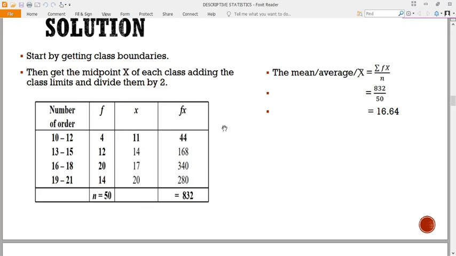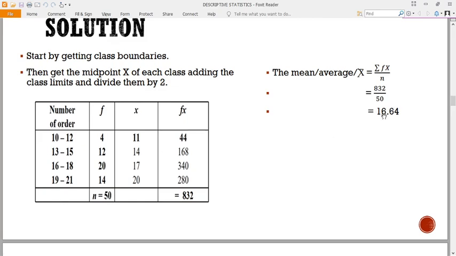So remember, the formula has summation of f of x. To get f of x, we already have our frequency given to us. So f of x, we shall be multiplying the frequency by the midpoint. So 4 times 11, 12 times 14, 20 times 17, 14 times 20. Now these are the values of fx. Now to get the summation of f of x, we are going to add all of these. And their summation is 832. So we substitute that and then divide by our total frequency, which is 50.